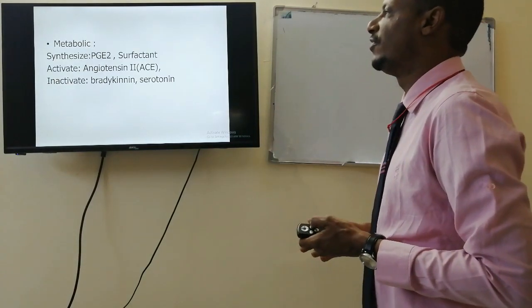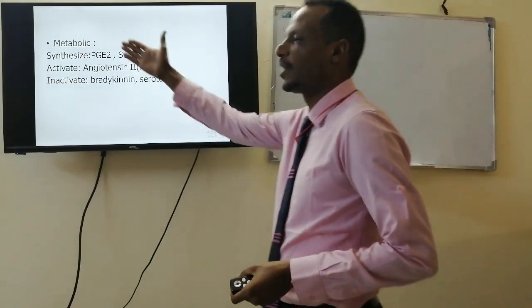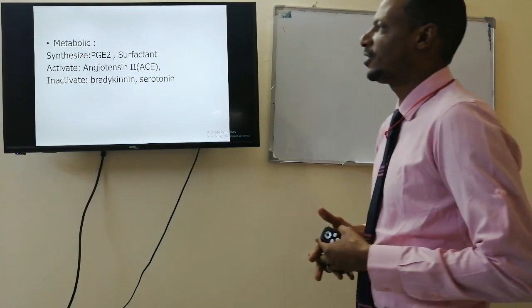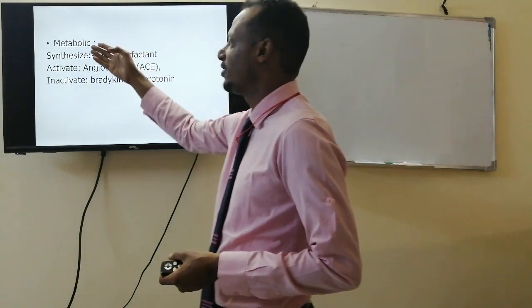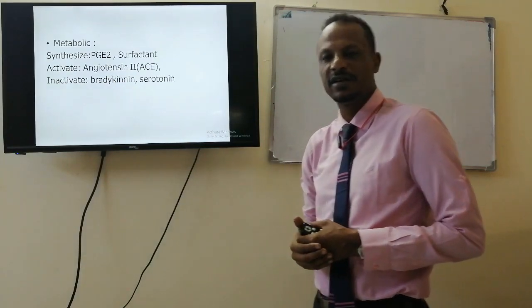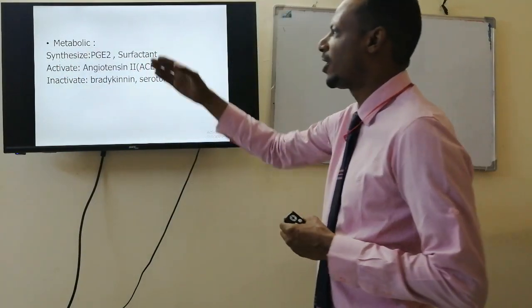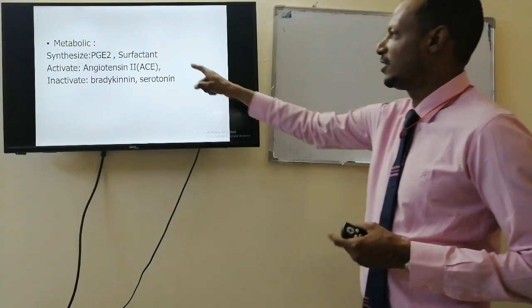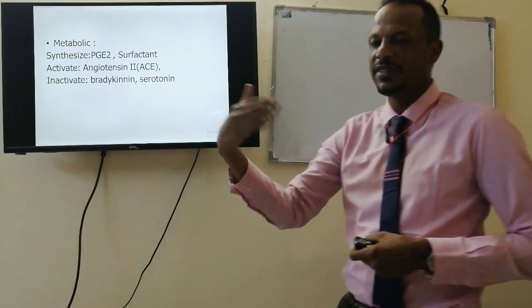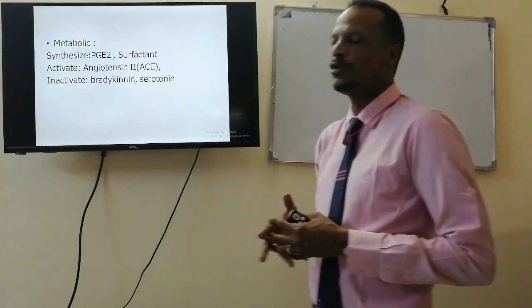The other function of the respiratory system is metabolic function. The respiratory system synthesizes certain substances, activates certain substances, and inactivates certain substances. The substances that are synthesized by the respiratory system are prostaglandin E2 and the surfactant, which will be discussed in the coming lectures, and it activates angiotensin 2.